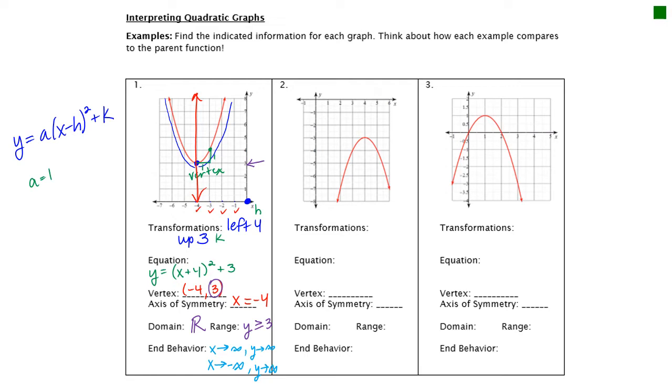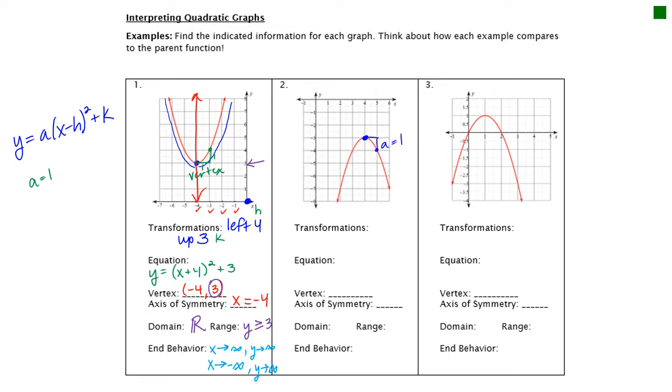For problem number 2, the first thing I want to do is kind of pick out that vertex. So here's this. And then before we write down our transformations, let's check our A value. So I want to go to the right one, and then I have to go 1 box to get back to the graph.